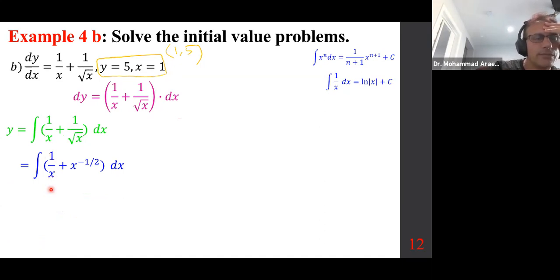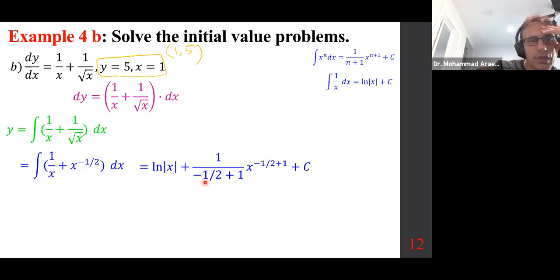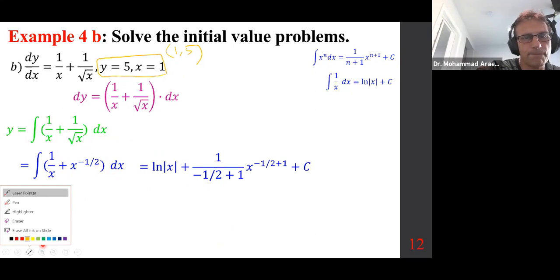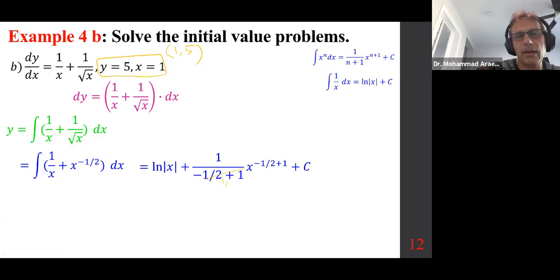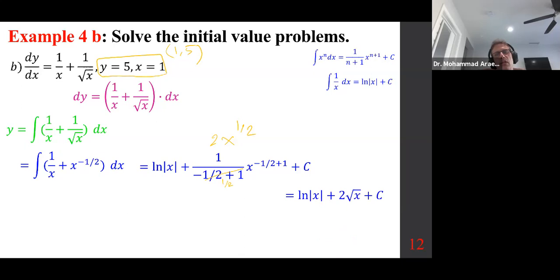1 over x, that's a natural log, plus x to the power of negative 1/2. So 1 over negative 1/2 plus 1, x to the power of negative 1/2 plus 1, and a constant. So this gives you the natural log. This uses the power rule, gives you that. So let's simplify this. Negative 1/2 plus 1 is a positive 1/2. Therefore, this is 2 x to the power of positive 1/2. We rewrite this as 2 square root of x. So this is a general solution. So let's write this.